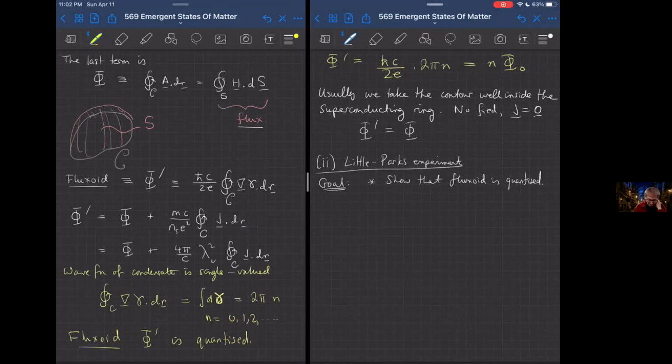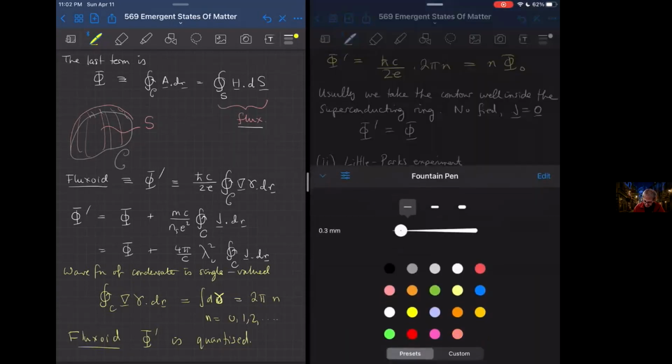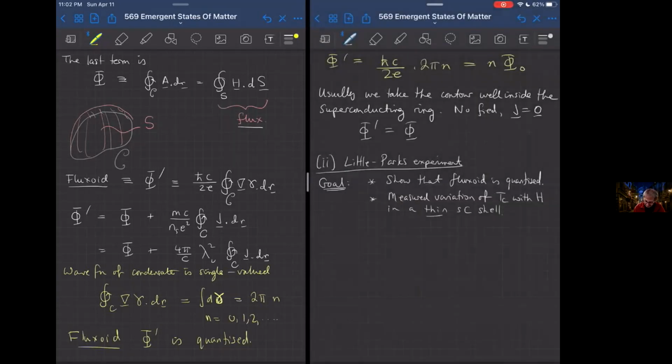So what was the technique? So what they did was they measured the variation of Tc with an external magnetic field in a thin superconducting shell. So let me try to sketch the system.